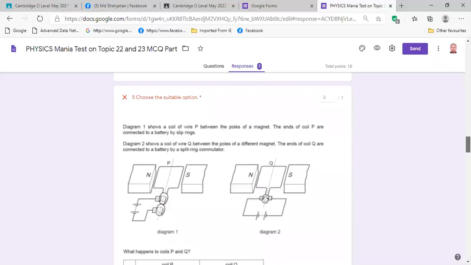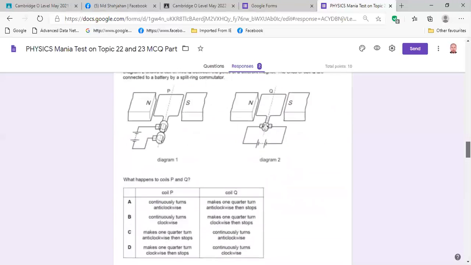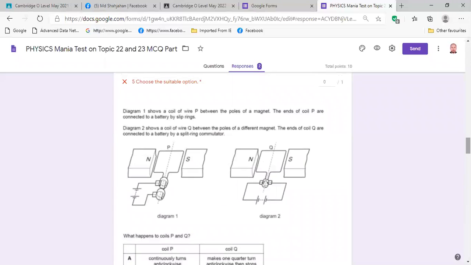This one is also a tricky one. You see here, we are not using any generator here for slip rings. Slip rings we learned for generators, but here slip ring is used in a DC power supply. So what will be the consequence?